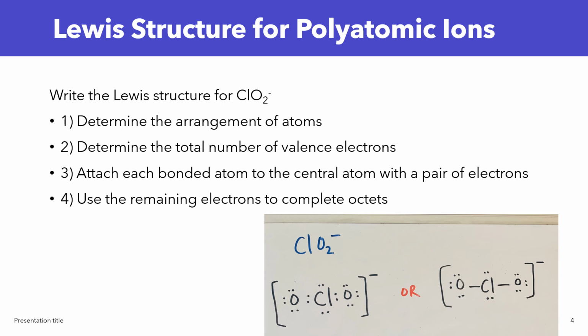Now, if we look at everything, we see that oxygen is an octet, chlorine is an octet, and the second oxygen is also an octet. And then for a polyatomic ion, we put them in brackets, and then we put the charge on the top right hand side.